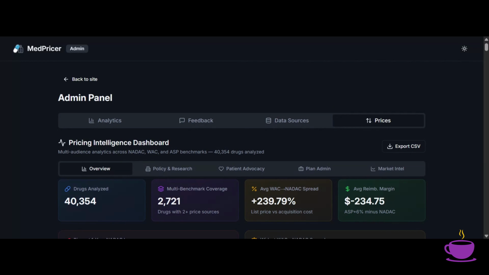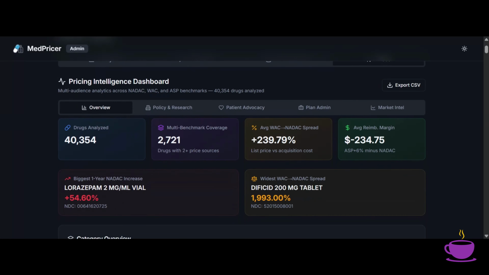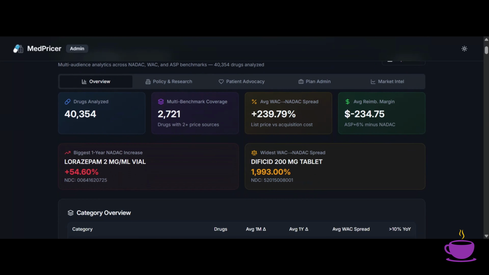Okay, you guys should be able to see what's called the admin panel. This is what we call the pricing intelligence dashboard. So what we're going to focus on are the categories here: the broad overview, the policy and research, the patient advocacy, the plan admin, and the market intel. Generally speaking, we've analyzed over 40,000 drugs. What this shows here is the average WAC to NADAC spread.